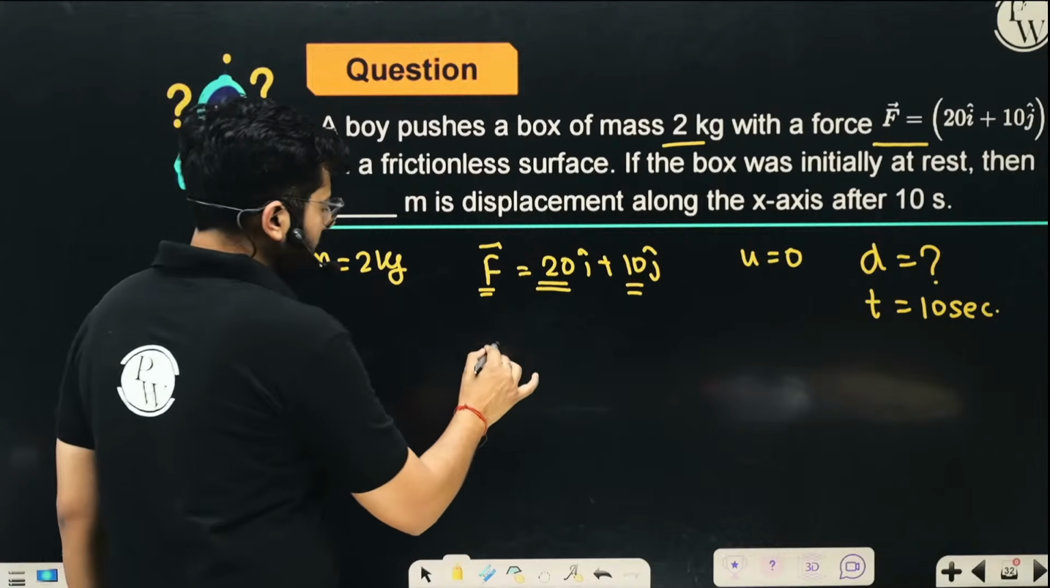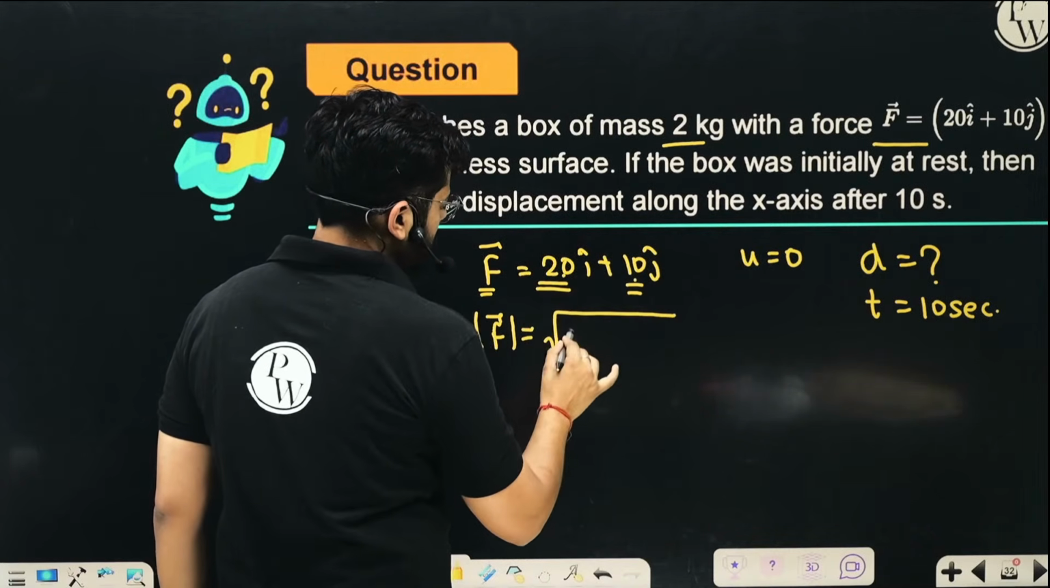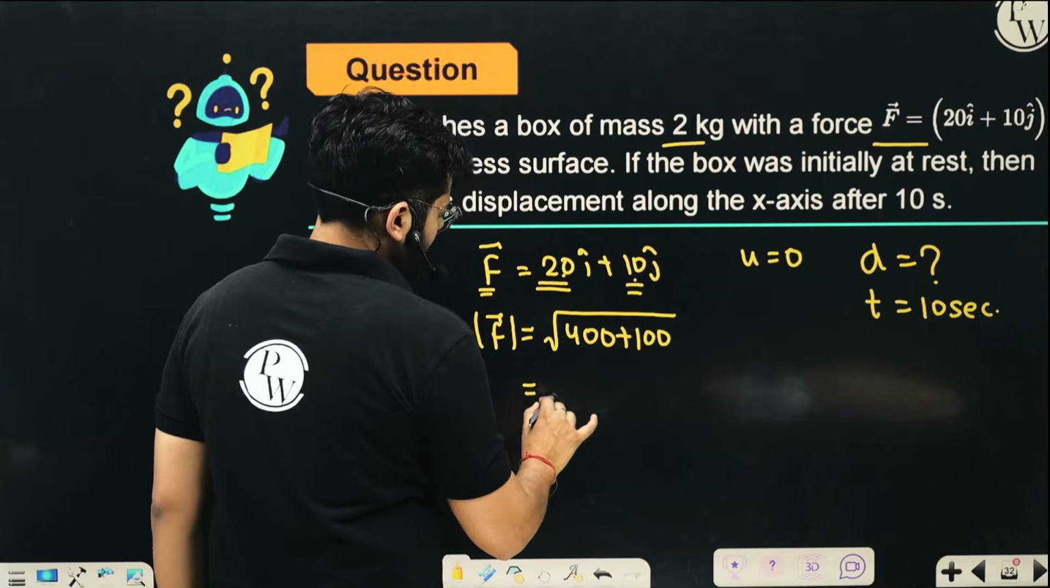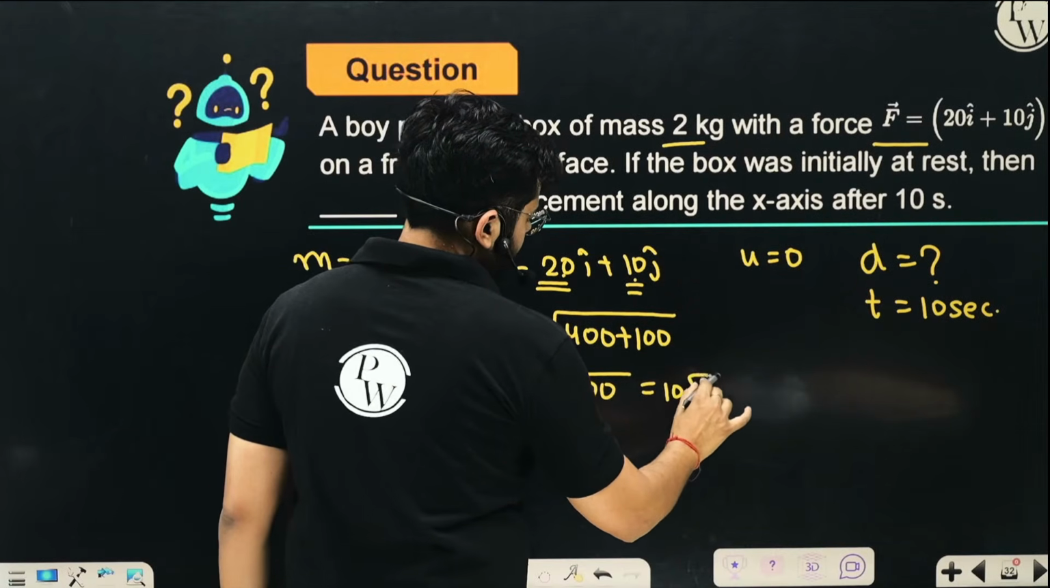What will be the magnitude of this force? The magnitude of this force is under root this square plus this square. So under root 400 plus 100, so it is under root 500, or 10 root 5.